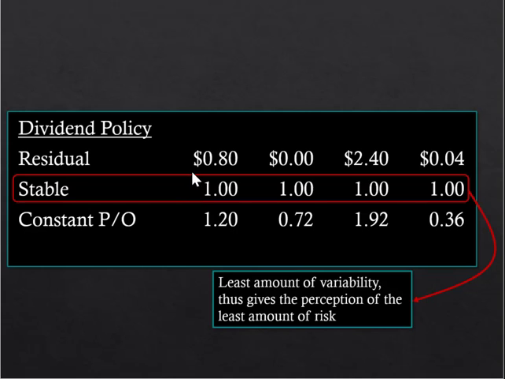Again, when you look at the dividend policy, the residual dividend policy essentially paid out a relatively small amount. It was very volatile. The stable dividend policy paid out the $1 a share every year, and then the constant payout ratio was also somewhat volatile. The stable dividend policy gives the lowest amount of variability, the least amount of risk, the perception of the least amount of risk to the investor.